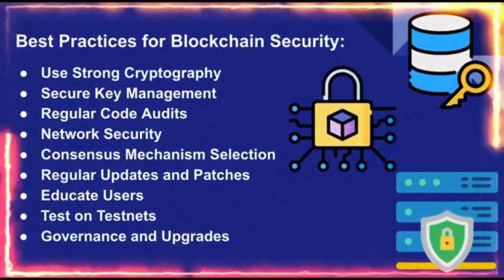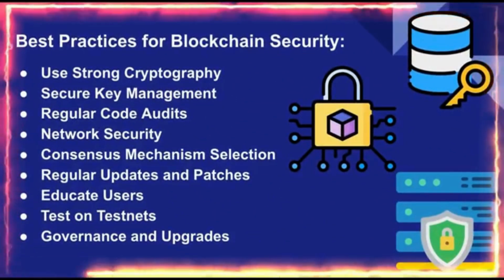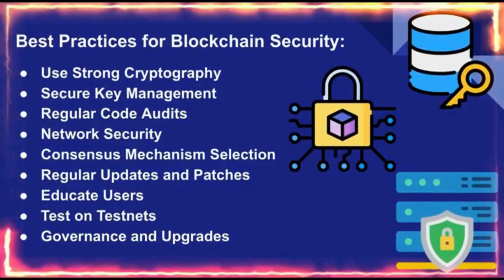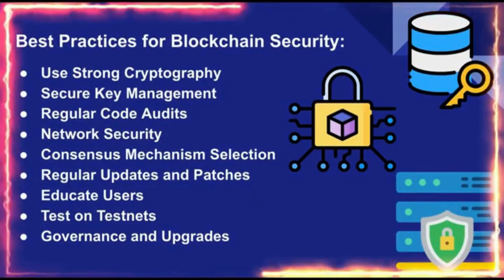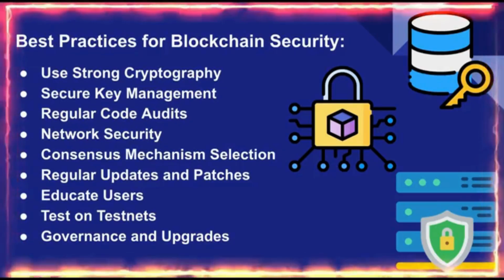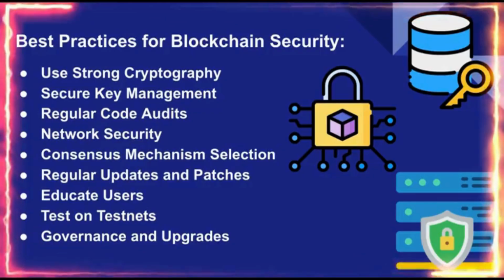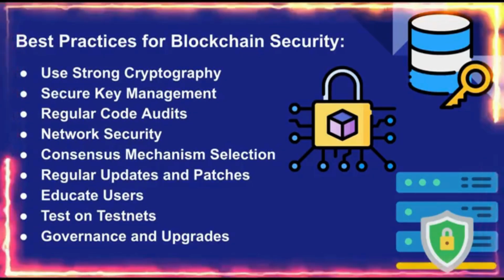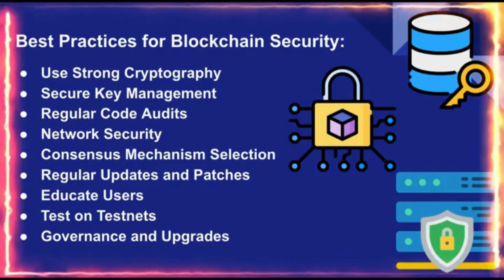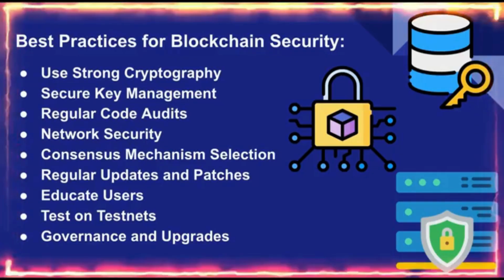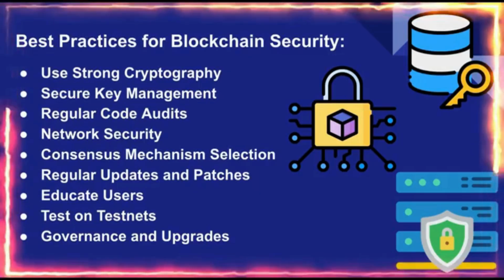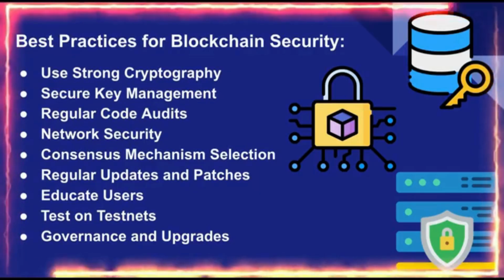Best practices for blockchain security. Use strong cryptography. Utilize robust cryptographic algorithms and libraries for key management, encryption, and digital signatures. Secure key management. Safeguard private keys in hardware wallets or secure environments. Avoid storing them online. Regular code audits. Continuously review and audit smart contract code to identify and fix vulnerabilities.